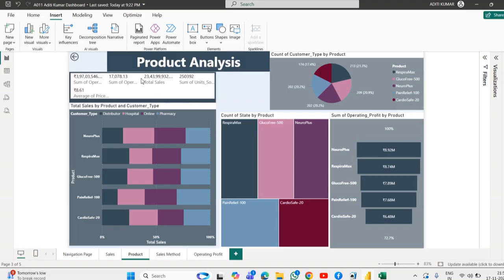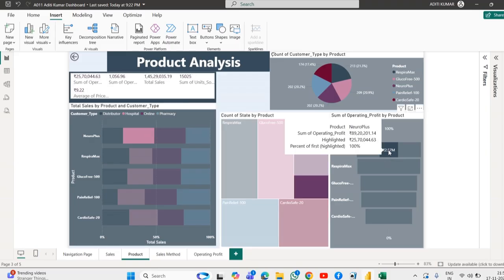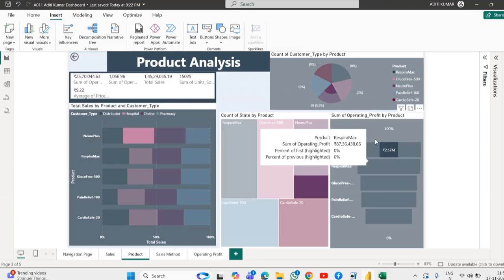For this data, I have used a 100% stacked bar chart, which gives me the total products and the total sales compared to the customer type. For example, if I have to check my product NeuroPlus, which type of customers is it highest among? It is highest among the hospital type of customers, giving total sales of around 28.93%, generating an operating profit of around 2.757 million.